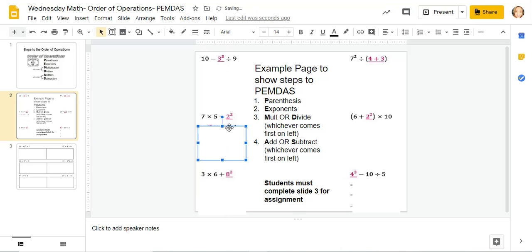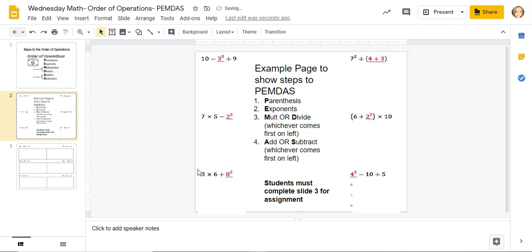Now, our next one here, I'm going to have you guys try and do this one, just like I would in class. So I'm going to cover that up. Okay, so we have 3 times 6 plus 8 to the power of 2. Is this in the right order? Which one comes first? Go ahead and try and solve that.